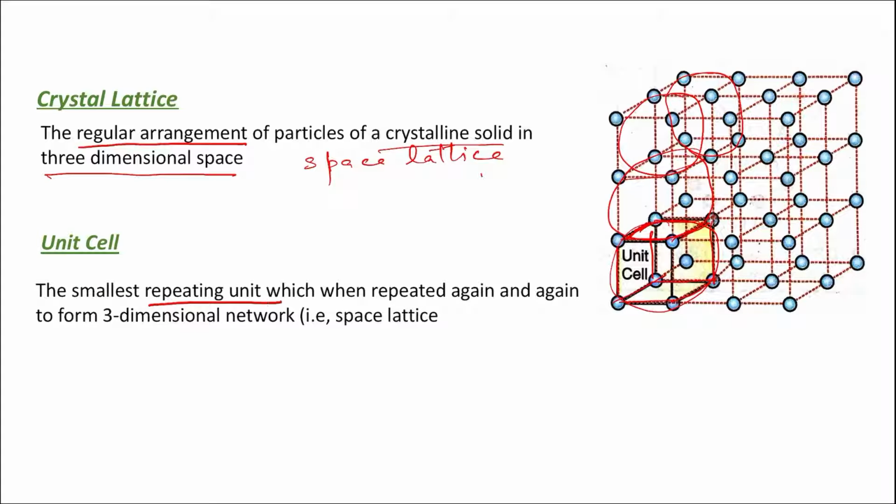So what is a unit cell? It is the repeating unit which is repeated again and again to form the three-dimensional network or the space lattice or the crystal lattice, that is called the unit cell.